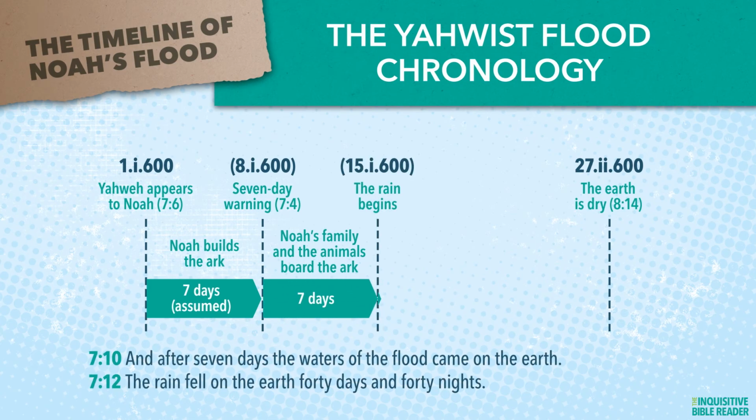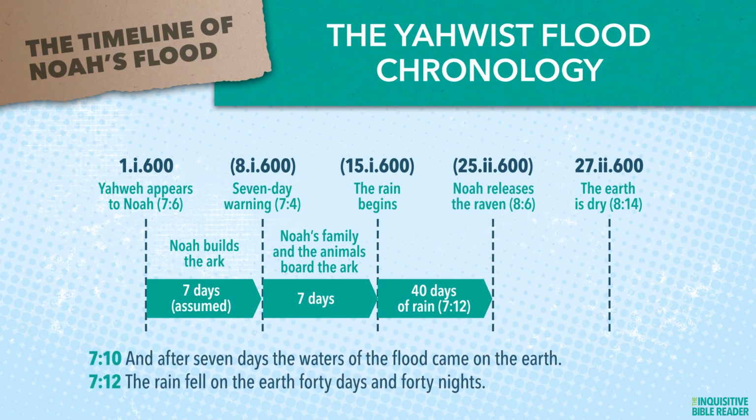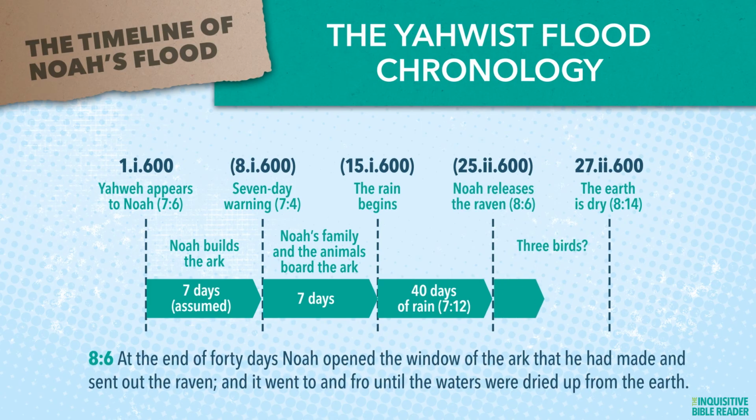Then Noah enters the Ark, and we get 40 days and nights of rain. The flood ends on the 25th day of the 2nd month. This leaves us with 2 days for the raven. Barré suggests that in the original Yahwist story, the raven was sent out 3 times like the priestly writer's dove, but spaced 1 day apart so it goes out on the 25th, 26th, and 27th days.